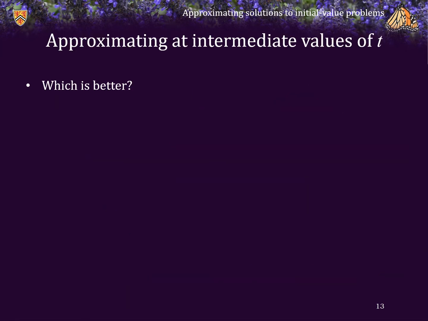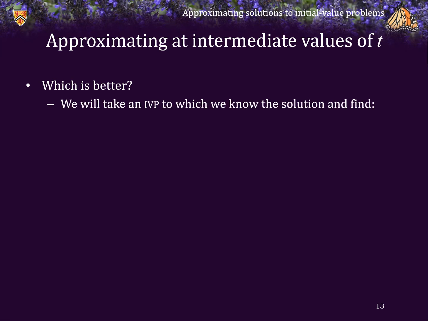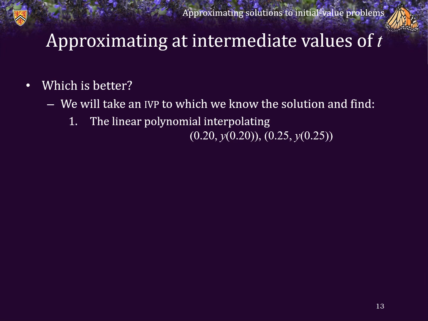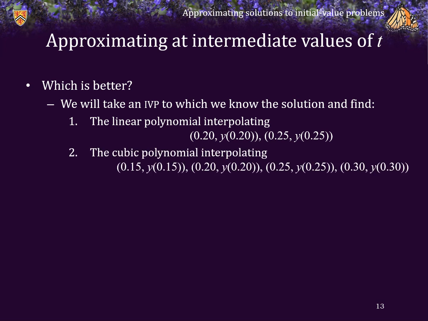Now, which is better? A linear interpolating polynomial, a cubic polynomial interpolating 4 points, or a cubic spline? What we're going to do is take an initial value problem to which we already know the solution and find the following. First, we'll find the linear interpolating polynomial that goes between these 2 points. Then we'll find the cubic polynomial that interpolates these 4 points. Notice that the 2 endpoints are one time step into the past and the future, respectively. And then we'll find the cubic spline.